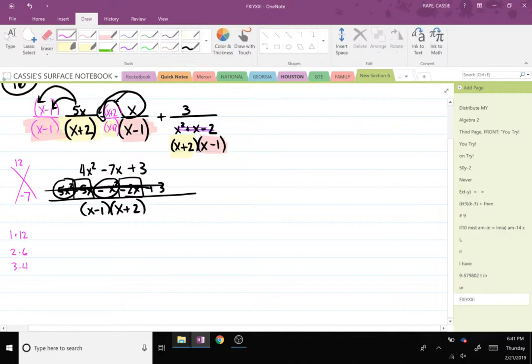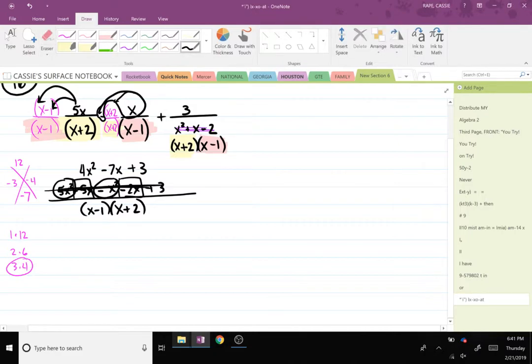3 times 4, there they are. 3 times 4 is 12, and you can add them to get a 7. So if you've got 12 and negative 7, that means that it's going to have to be negative 3 and negative 4, right? If negative 3 plus negative 4 is equal to negative 7, but when you multiply them, you get a positive 12. So I'm going to factor this, and remember that I factor funny.